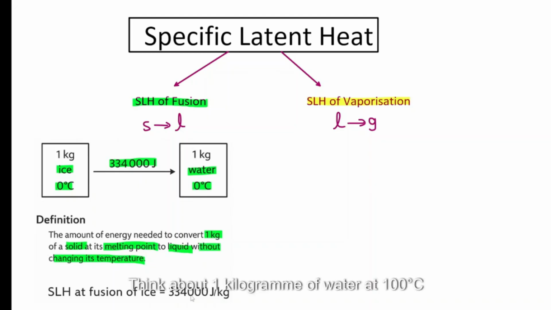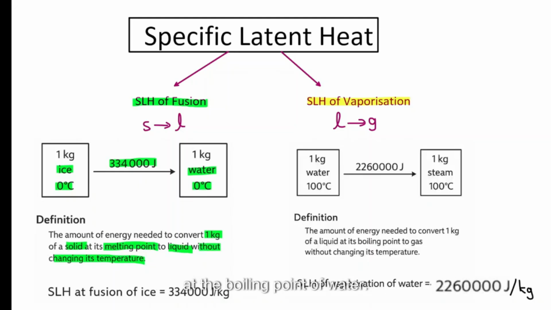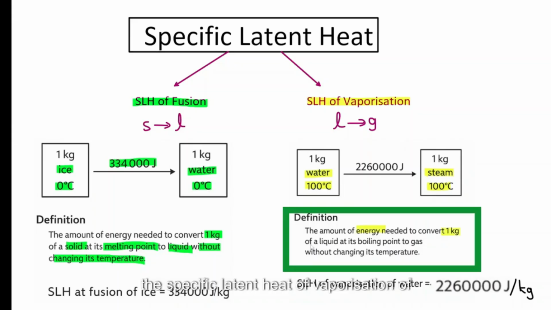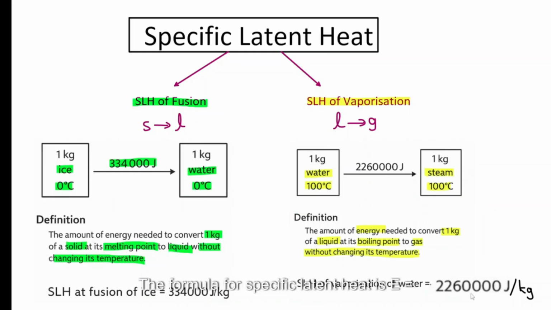Think about 1 kilogram of water at 100 degrees Celsius, at the boiling point of water. Now if you want to convert this to steam at the same temperature, the amount of energy needed is 2,260,000 joules. So the definition of specific latent heat of vaporization is the amount of energy needed to convert 1 kilogram of a liquid at its boiling point to gas without changing its temperature. So we can say the specific latent heat of vaporization of water is 2,260,000 joules per kilogram.